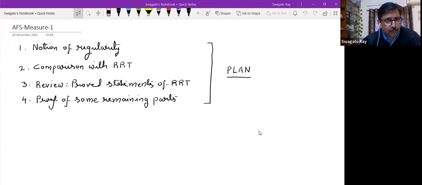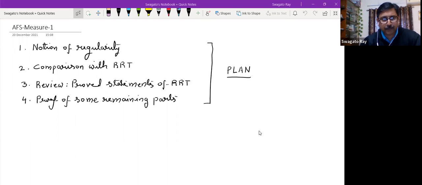Then we will review the statements of the Riesz representation theorem, which you already know, which has been done by Professor Srivastava. And then some of the remaining parts of the Riesz representation theorem, which focuses on the notion of regularity, I will have to prove. Okay, so that is the plan of the first lecture. We'll try to go slowly. If it doesn't get over in the first lecture, there is no need to be panicked. We can go to the second lecture itself.